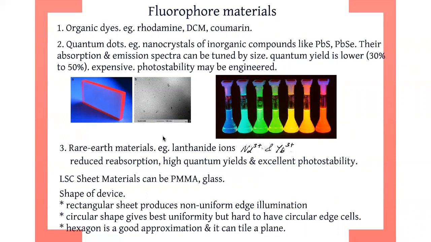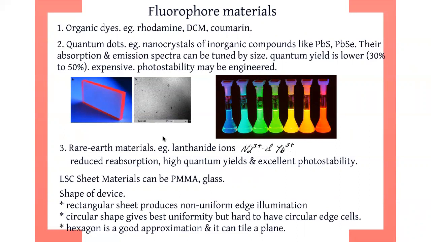A third class of materials are what I call rare earth materials. These are traditional laser dyes. They are inorganic, so they last forever. Things like lanthanide ions, neodymium, ytterbium. These are very commonly used for lasers from the 1960s and 70s and so on. They have very low reabsorption because of their narrow spectra, have very high quantum yields, and obviously almost infinite photostability. So those are the possibilities for the molecules.